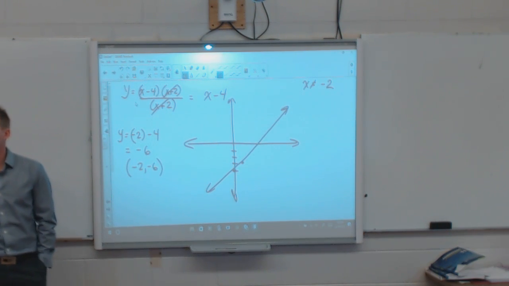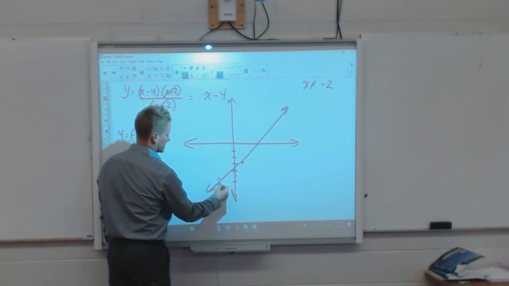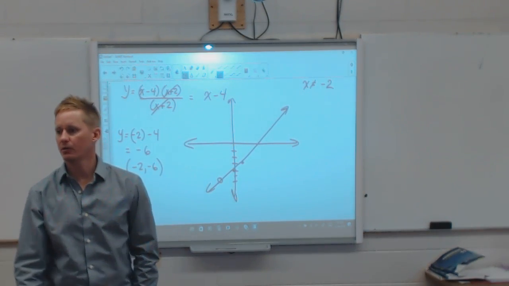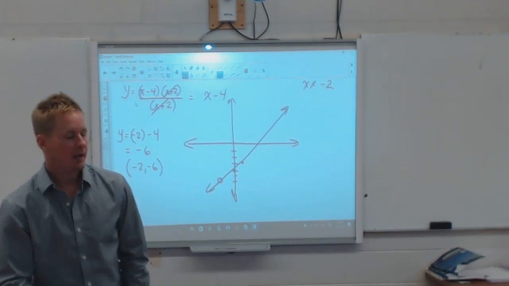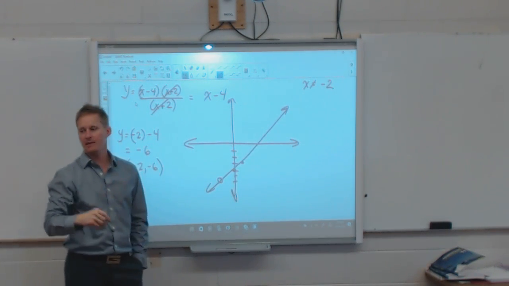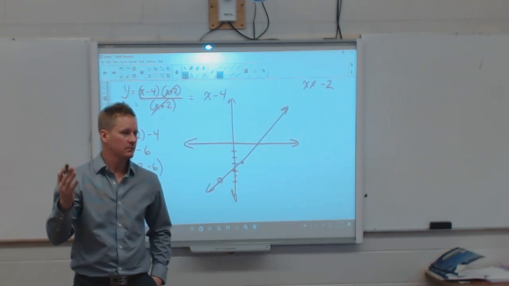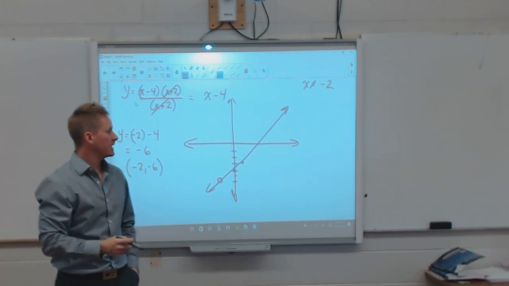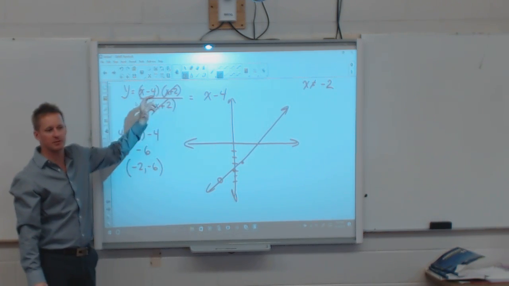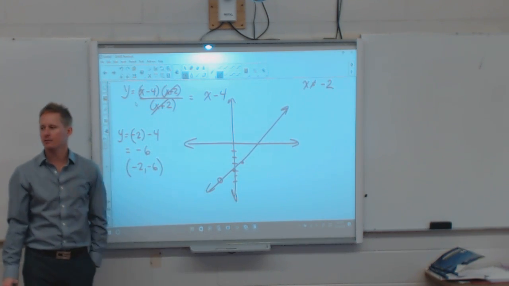So how do I show that on my graph? I go to minus 2, minus 6, and I draw an open dot. And that shows that there's discontinuity. If I were just to give you x subtract 4, and you graph that line, that would be all there is to it. But because the equation didn't start with just x minus 4, it started with x minus 4 times x plus 2 over x plus 2, we have to take into account that there is a point of discontinuity.